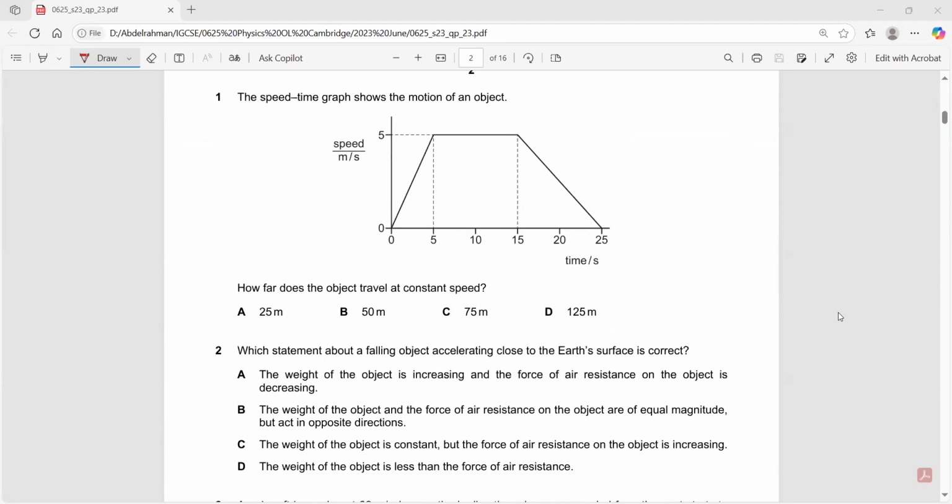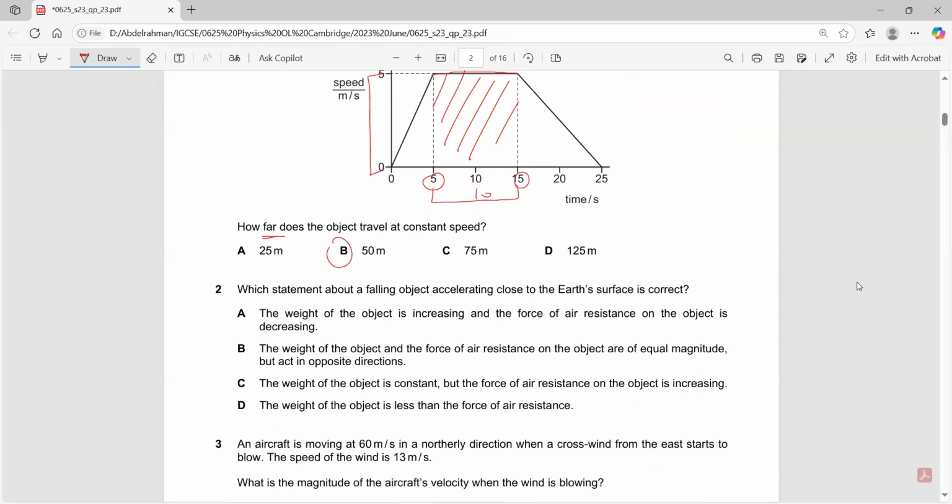Question 1. How far does the object travel at a constant speed? Where's the section where it was traveling at a constant speed? This section from time 5 seconds to 15 seconds. Can I find the distance? How far does it travel? The area under the graph. This is the area of a rectangle. The length is from 5 to 15, which is 10, times 5, which is 50 meters.